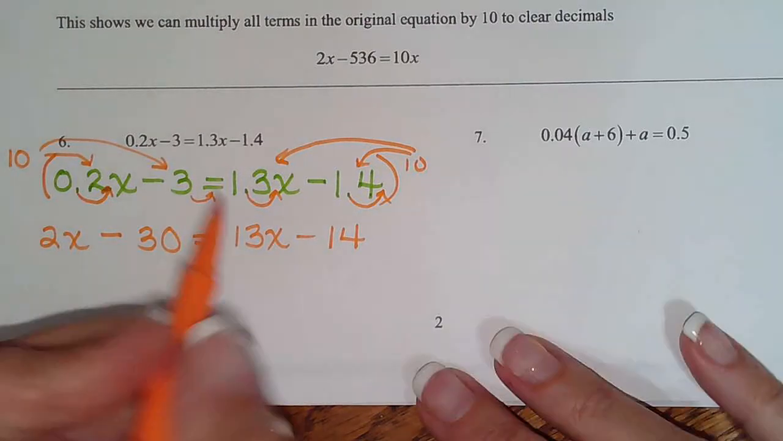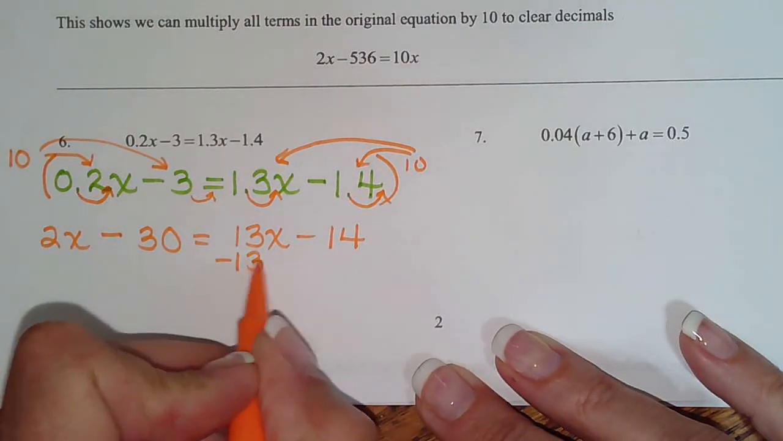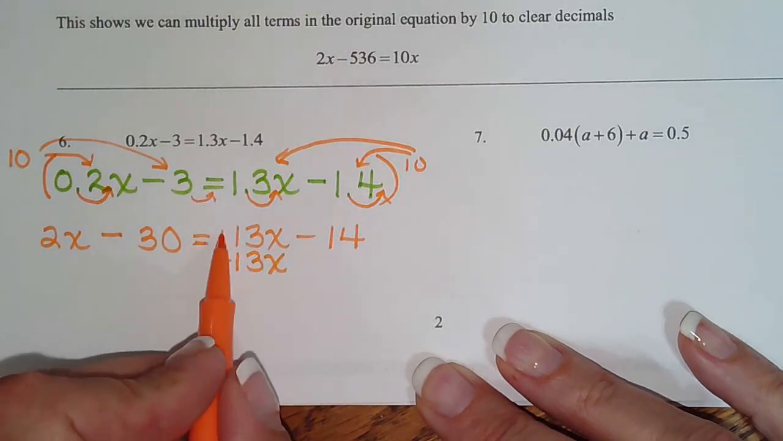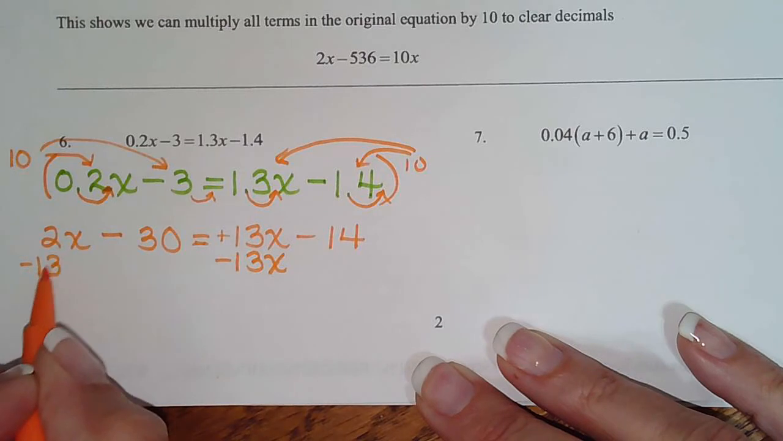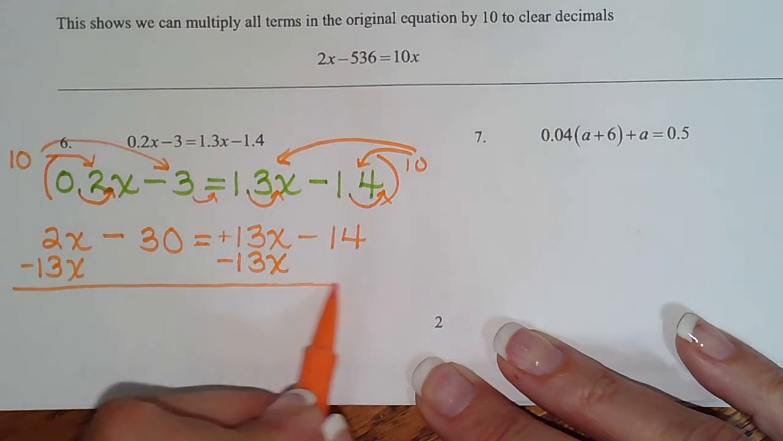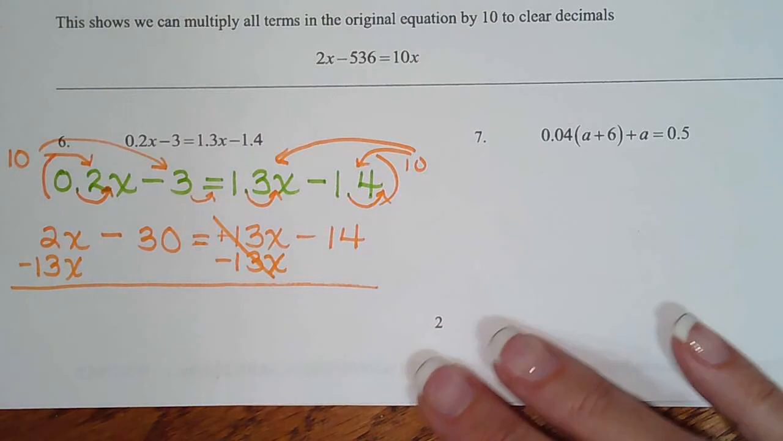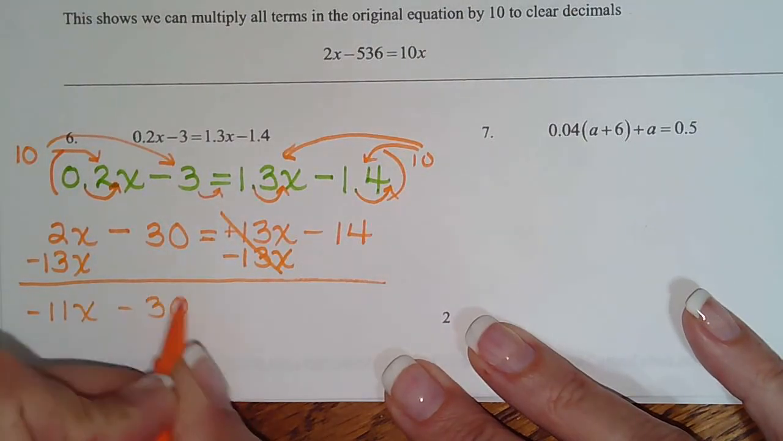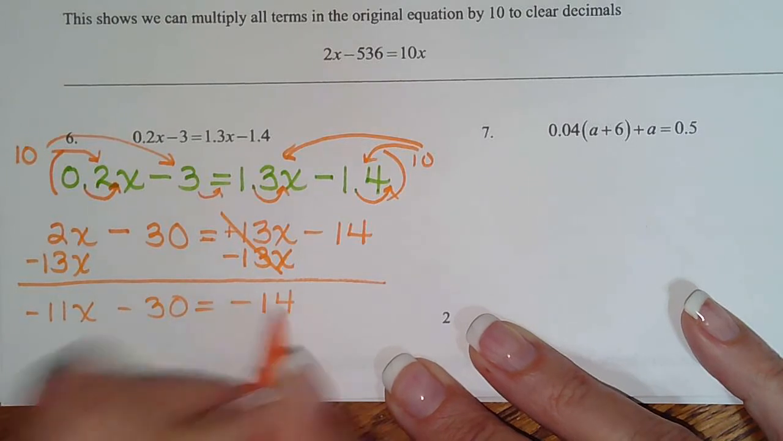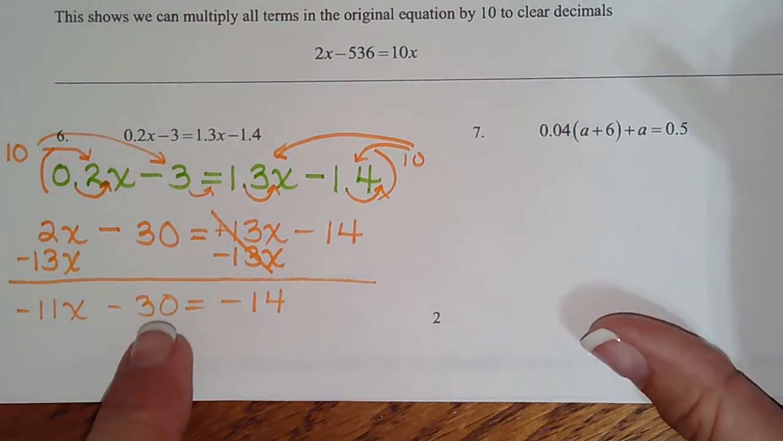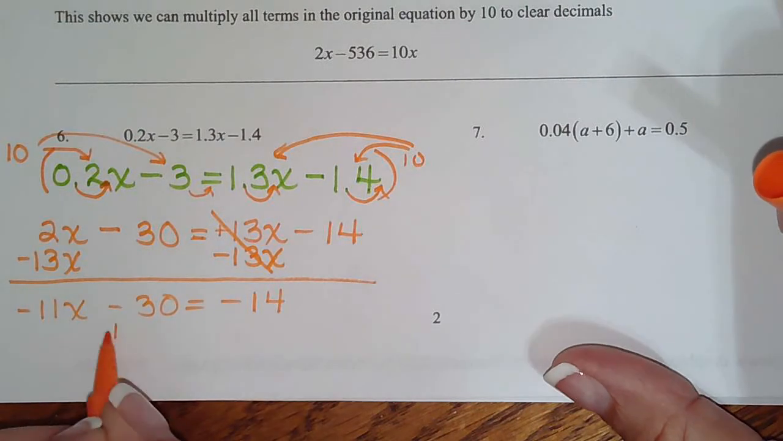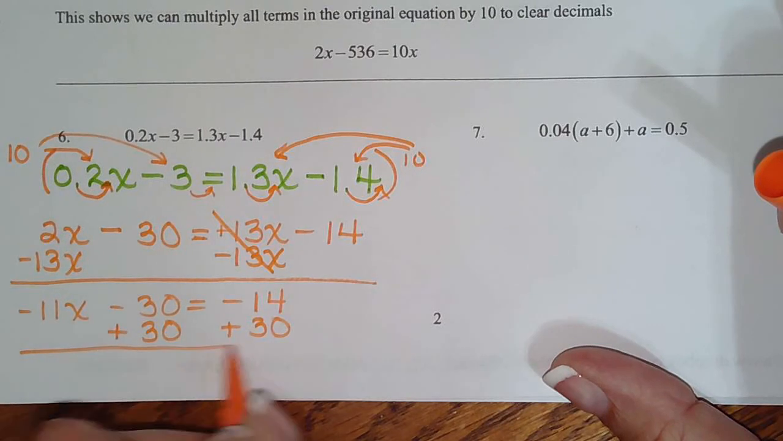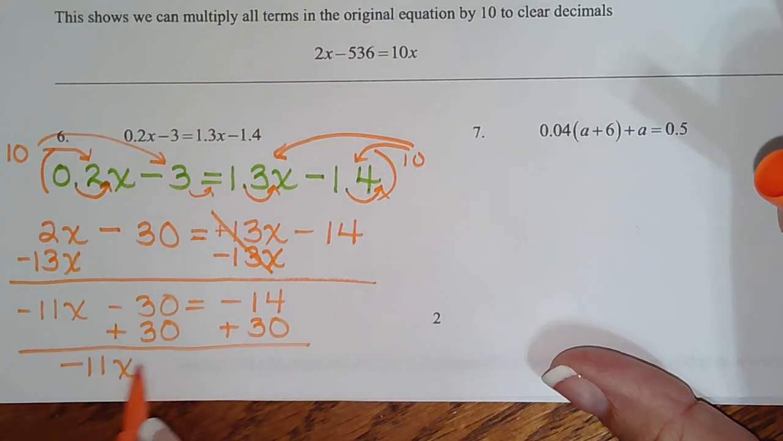So now we need to move all of our x's to the left. So we do the opposite since we're crossing the equal sign. This is positive 13x, so we subtract 13x, and it cancels on that side, which is what we want. And so we get negative 11x minus 30 equals negative 14. And we need everything without an x over to the right, so add 30, add 30. So negative 11x equals 16.